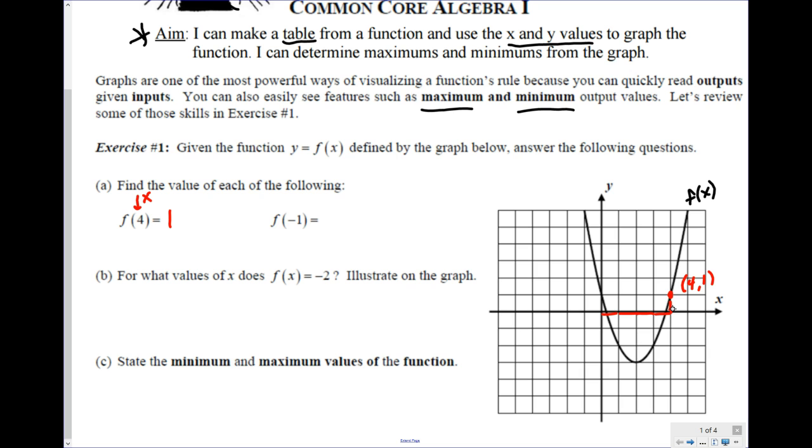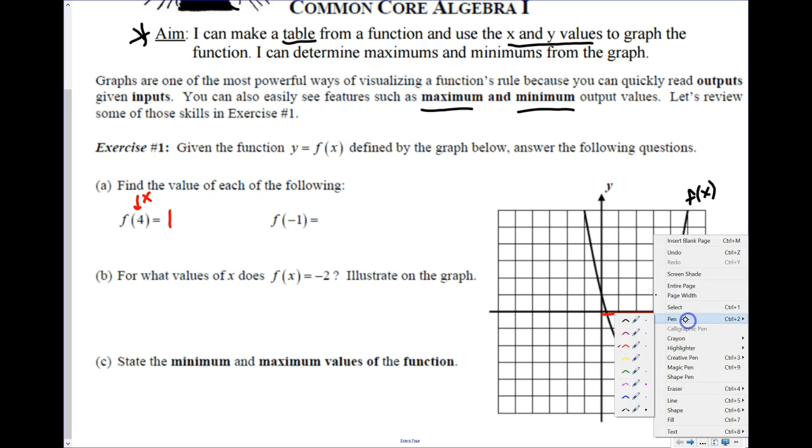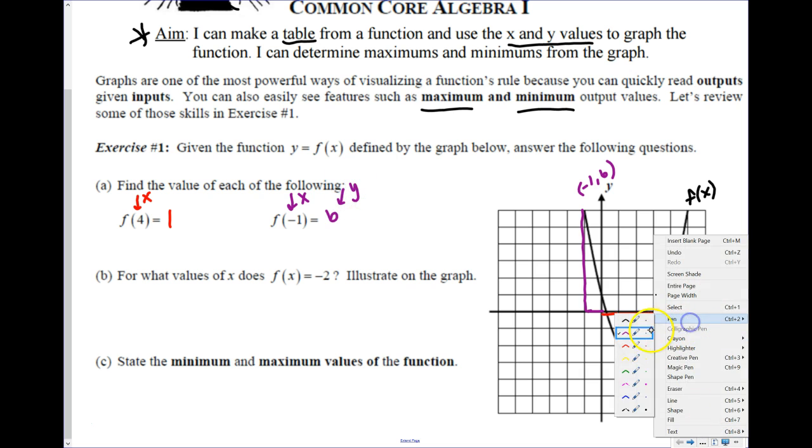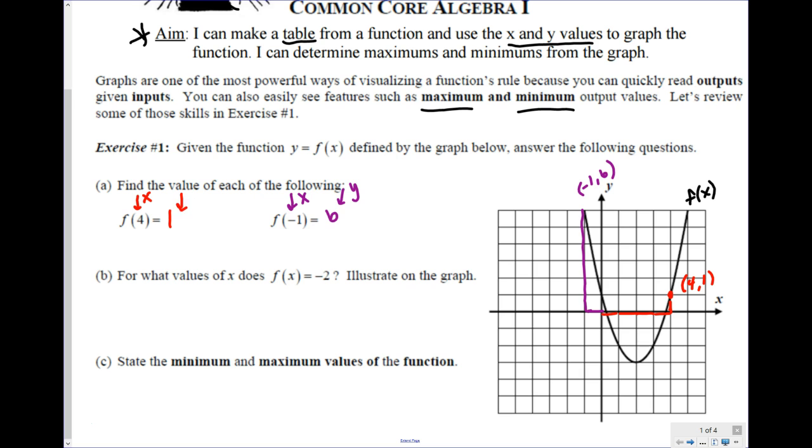Okay? Now I'm going to try and find f of negative 1. So I'm going to go to the graph, remembering that negative 1 is my x value, so I'm going to go to the left one, and I'm going to go all the way up to 1, 2, 3, 4, 5, 6. So f of negative 1 is 6 at the point negative 1, 6. Remember that what's inside the parentheses is x, and what you find is your output, which is y. We've done this for the last couple lessons now.